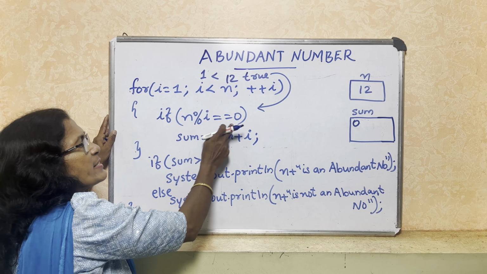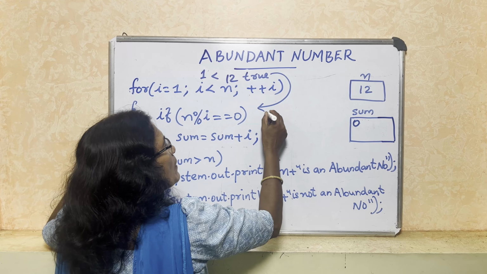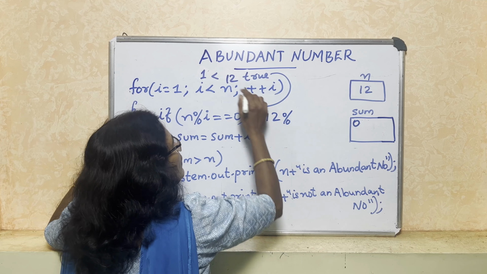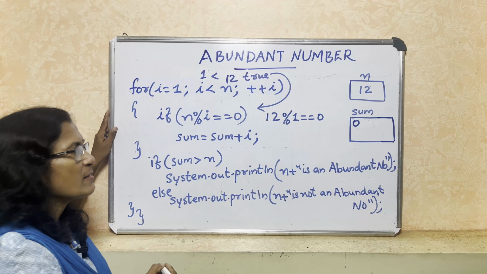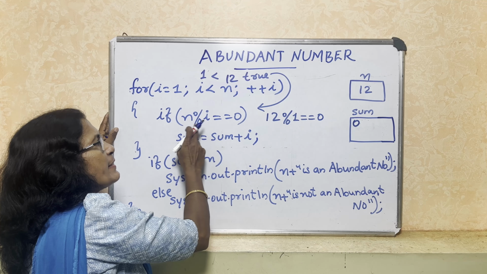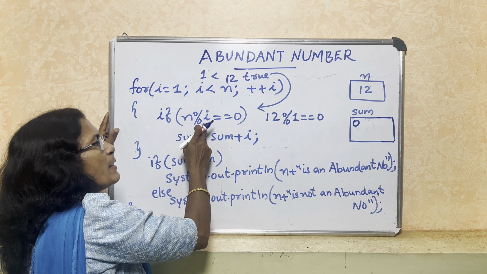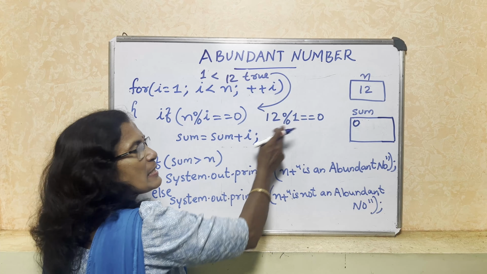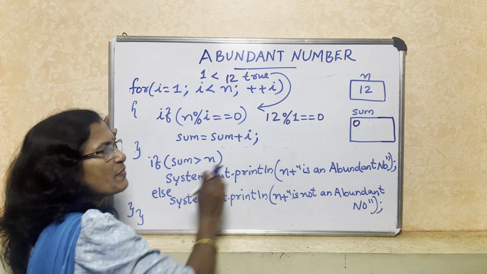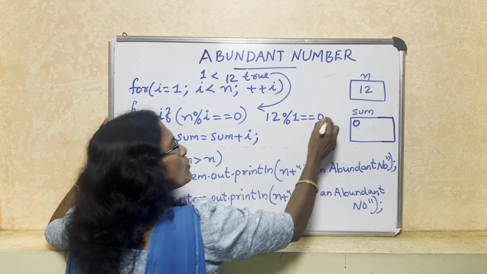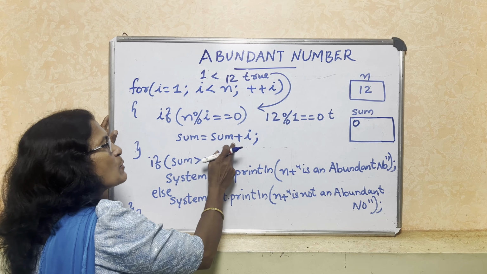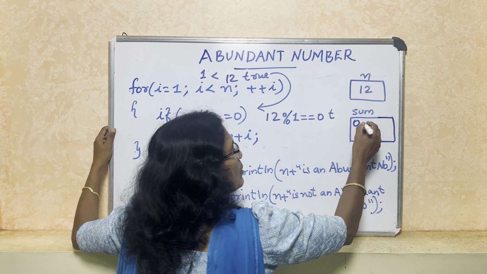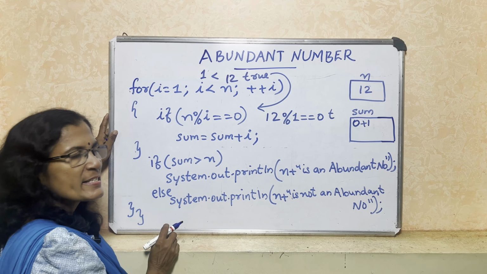If n modulus i is equal to 0: the current value of n is 12, and the value of i is 1. 12 modulus 1 is equal to 0. The modulus operator will divide n by i and the remainder of the division will be returned. 12 modulus 1 is equal to 0. Yes, 12 is completely divisible by 1, so 1 is a factor of 12. As the condition is evaluated to true, the statement given after the if clause will be executed: sum is equal to sum plus i. The value of sum is 0, 0 plus 1. The value of i is added to sum.